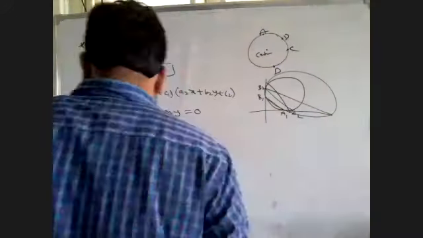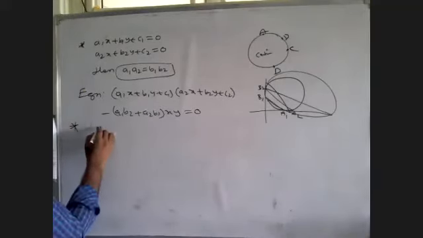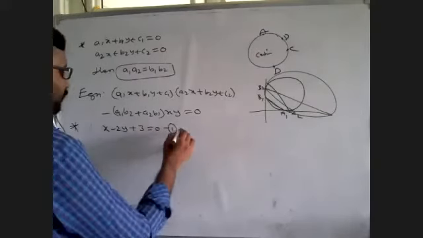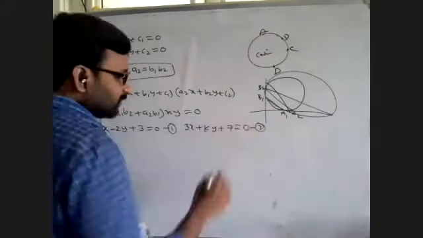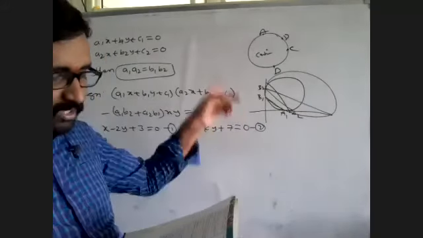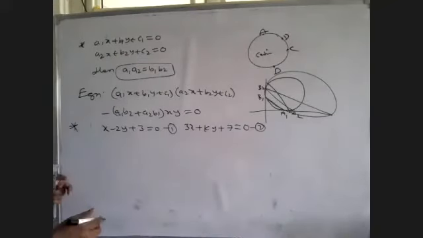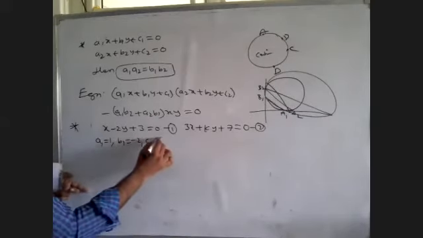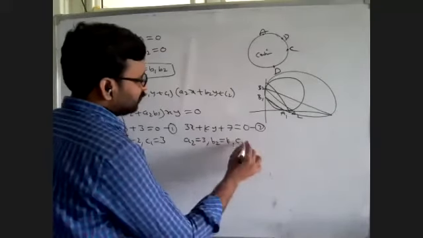Now one example I will give you. The question is, if the lines x minus 2y plus 3 is equal to 0 and 3x plus ky plus 7 is equal to 0, these two lines cut the coordinate axis in concyclic points, then k is equal to what? So cutting like this, what is the value of k is asked. So a1 is equal to 1, b1 is equal to minus 2, c1 is equal to 3, a2 is equal to 3, b2 is equal to k, c2 is equal to 7.